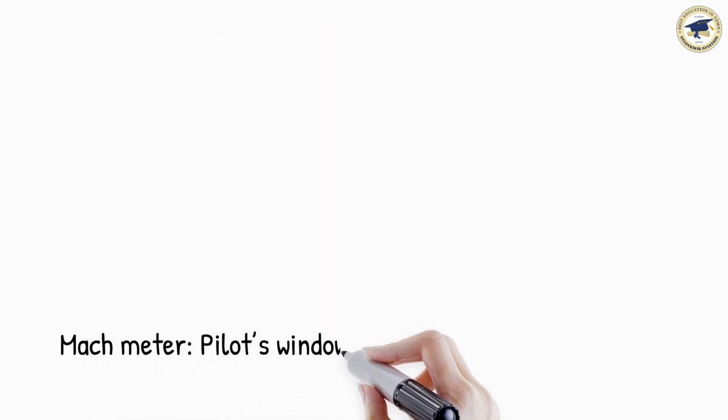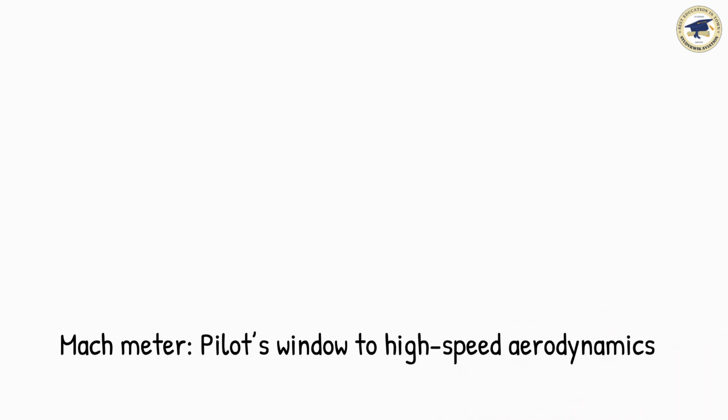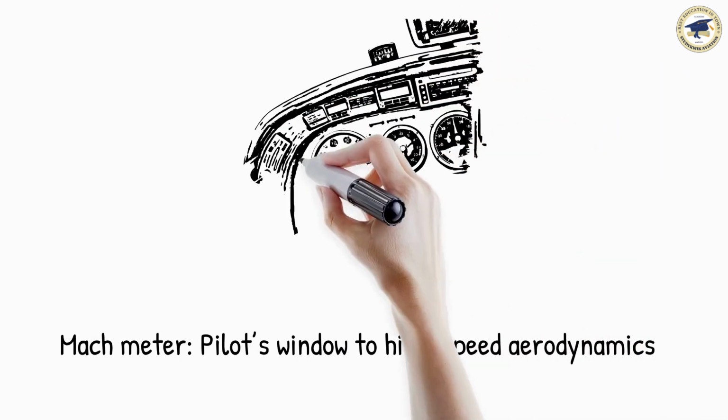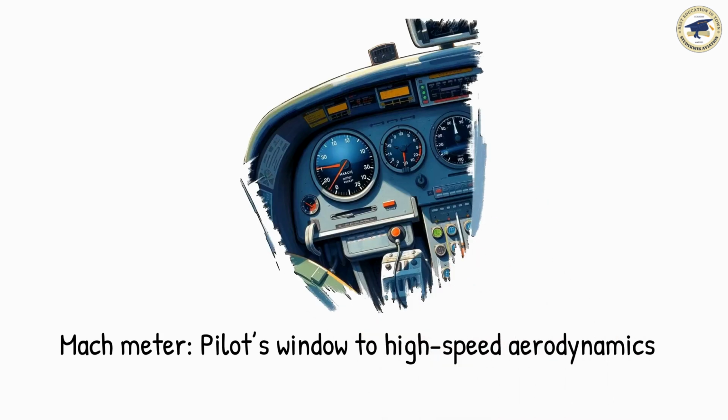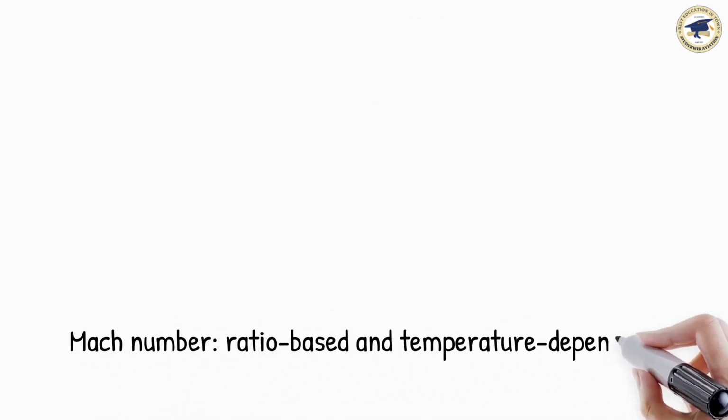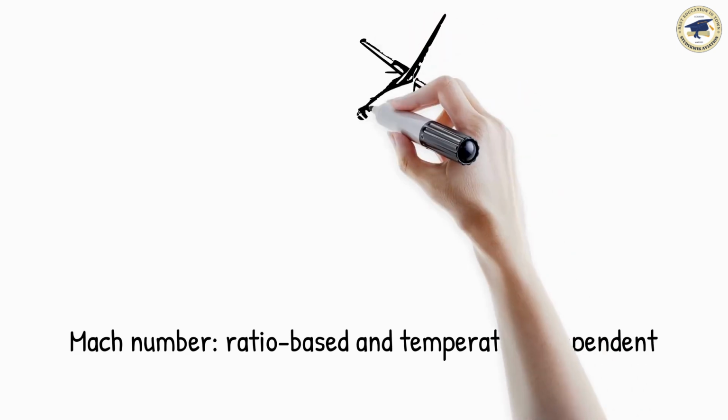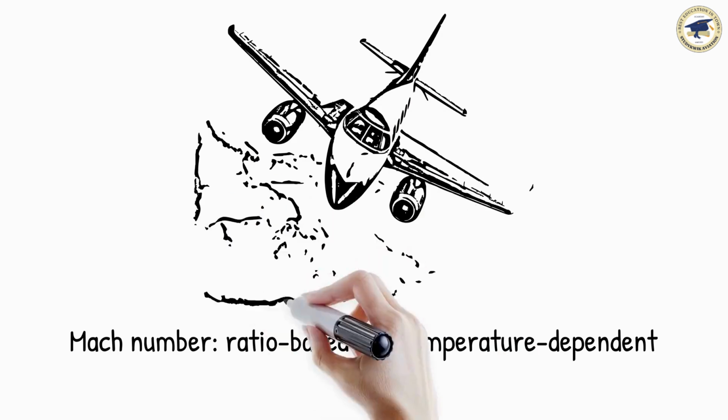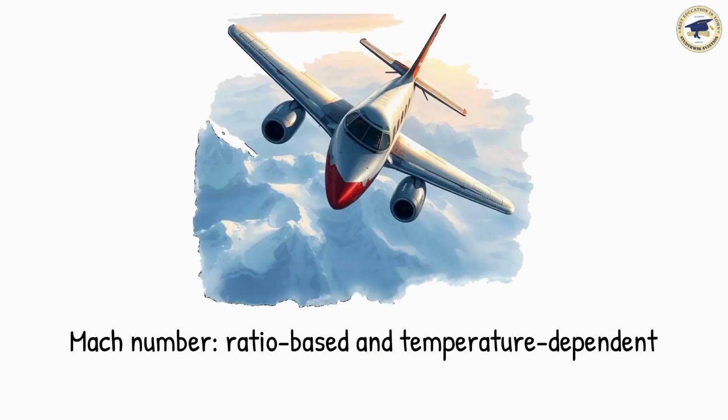Let's now summarize and put everything together. The Mach meter is not just another dial in the cockpit. It is the pilot's window into the world of compressibility effects, shock waves, and high-speed aerodynamics. It tells us how close we are to critical Mach and ensures we remain within safe speed limits. Remember, Mach number is a ratio, not an absolute speed. It depends entirely on temperature. At colder temperatures, the speed of sound reduces, and so the same true airspeed will result in a higher Mach number. This is why aircraft operating in cold, high-altitude air must be extra cautious.